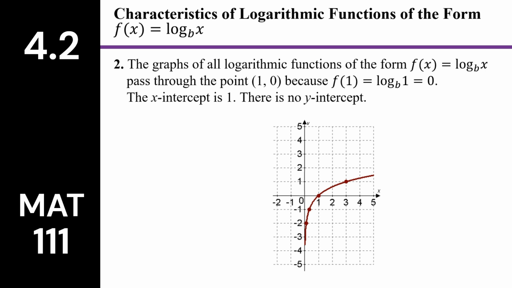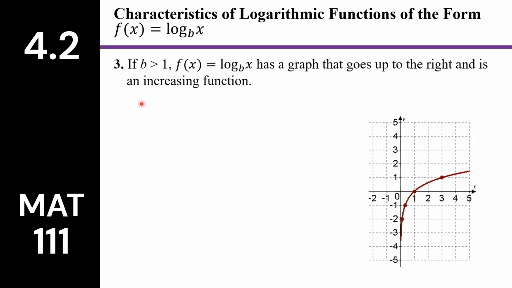The second characteristic we want to look at is that the graphs of all logarithmic functions of the form log base b of x will pass through the point (1, 0). The x-intercept will always be 1, and there will be no y-intercept.